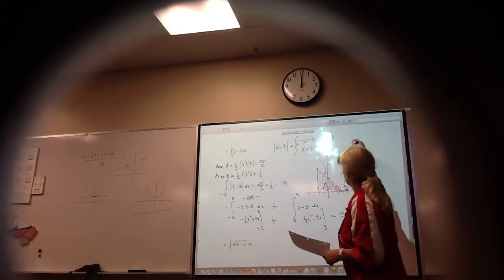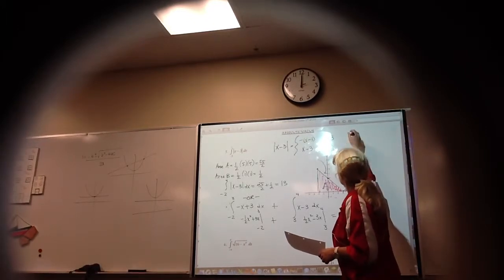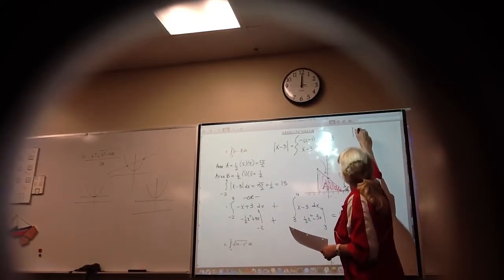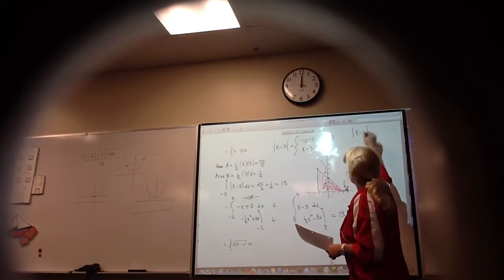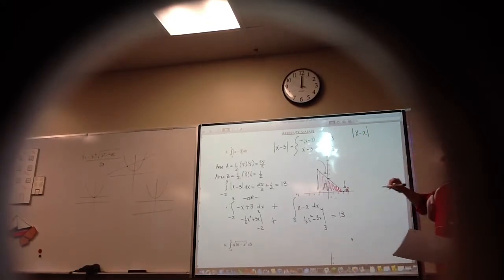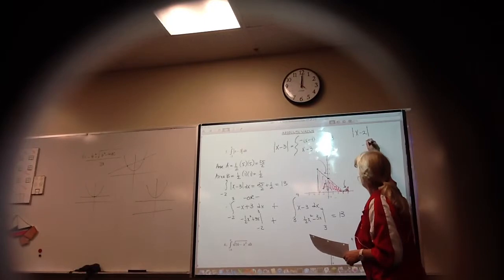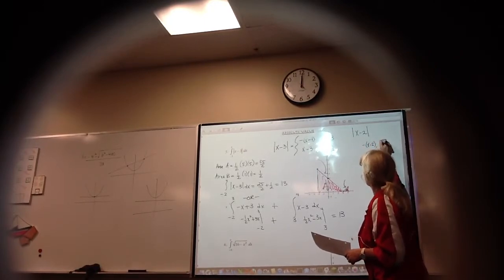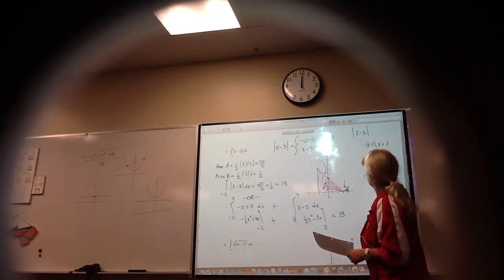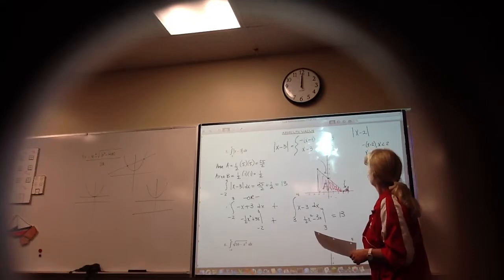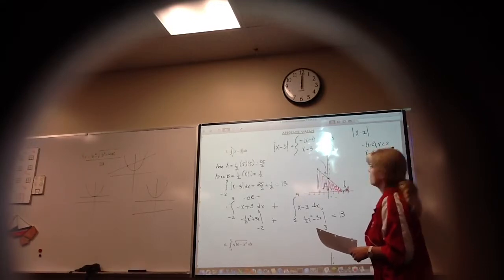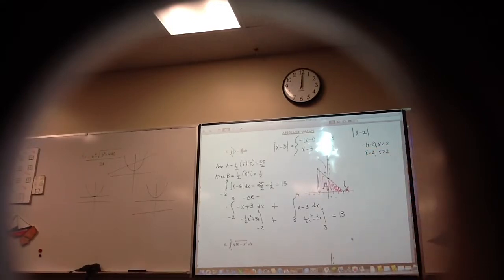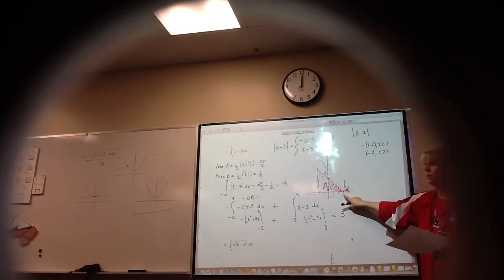So let me test and see if you really understand what I just said. Let me make up one for you. Absolute value of x minus 2 would split into what two functions? Opposite of x minus 2 for values of x less than 2, and then x minus 2 for values of x greater than 2. Where do you get the 2? Because you're always going to have a vertex. Oh, okay. You're going to have a value of 0 there.